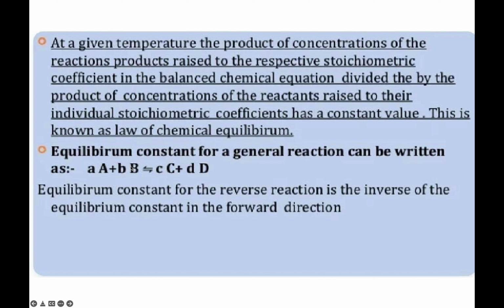Now at a given temperature, the product of the concentrations of the products raised to their respective stoichiometric coefficients in a balanced chemical equation, divided by the product of the concentrations of the reactants raised to their individual stoichiometric coefficients, is a constant value. We call it the law of chemical equilibrium. So for a general reaction, we can write A plus B gives C plus D. The equilibrium constant for the reverse reaction is the inverse of the equilibrium constant of the forward reaction, or the reaction in the forward direction.